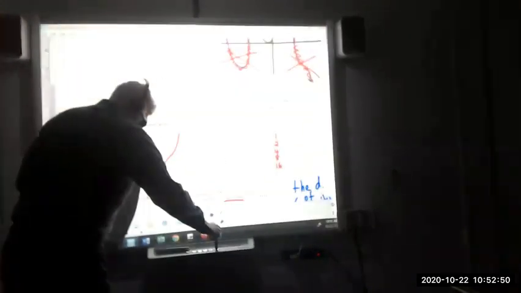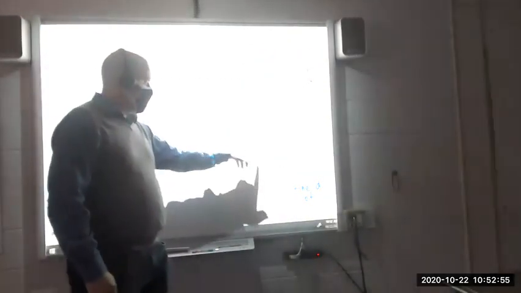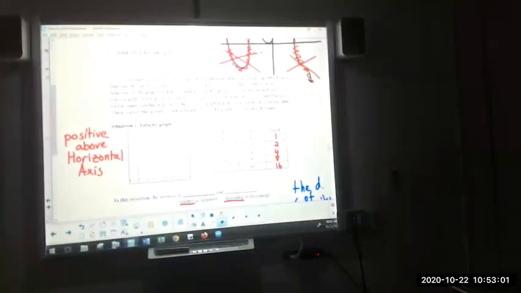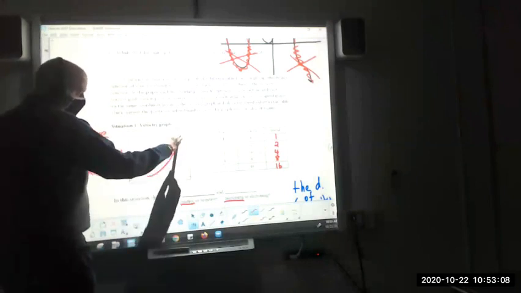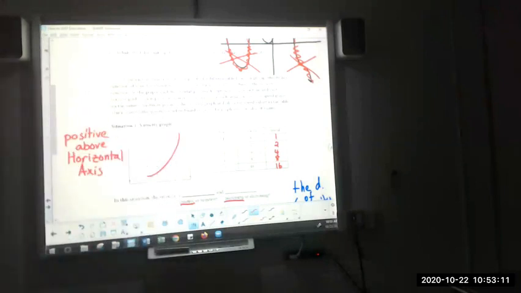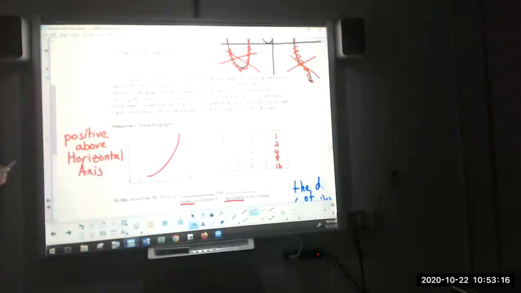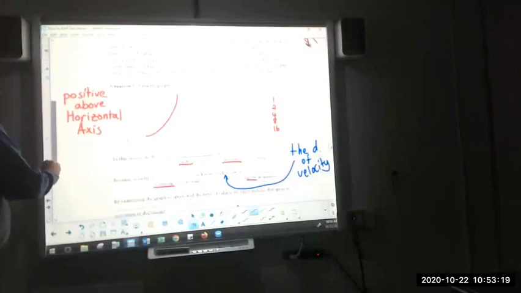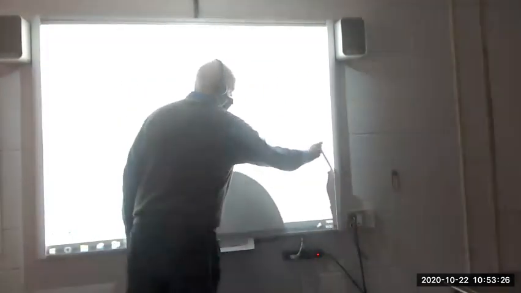So numerically, the velocity is 1, 2, 4, 8, 16. You take the absolute value of those, you get 1, 2, 4, 8, 16. Those are the same. How about graphically? Well, this graph right here, when I take the absolute value of it, I get the same graph, yes? Yeah. This graph is positive because this graph is above the horizontal axis, or x-axis, if that's what you want to call it.